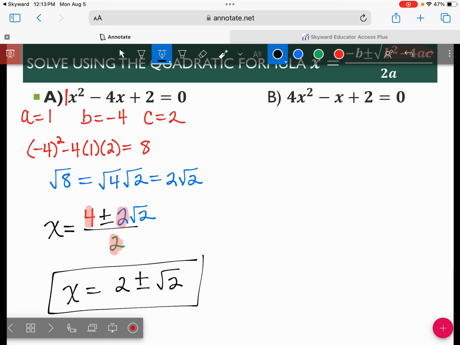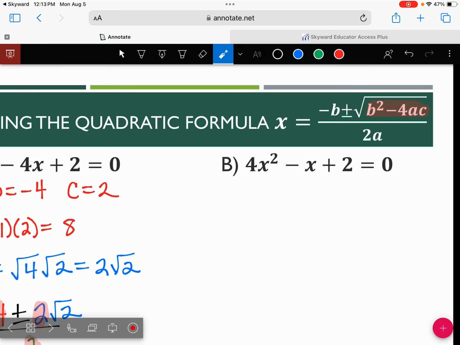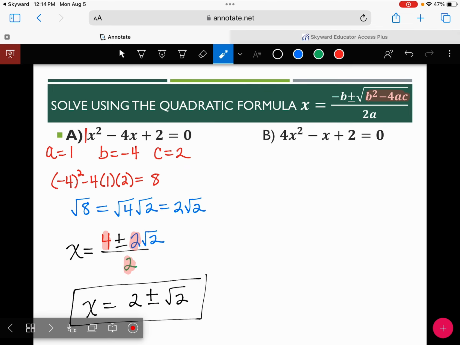Okay, so for the quadratic formula, you see where it has, hold on, let me bring this down a little bit. Do you see where it says -b? That means you flip the sign. So if it's negative, you flip it to a positive. If it's positive, you flip it to a negative. All right, so that would be my final answer.